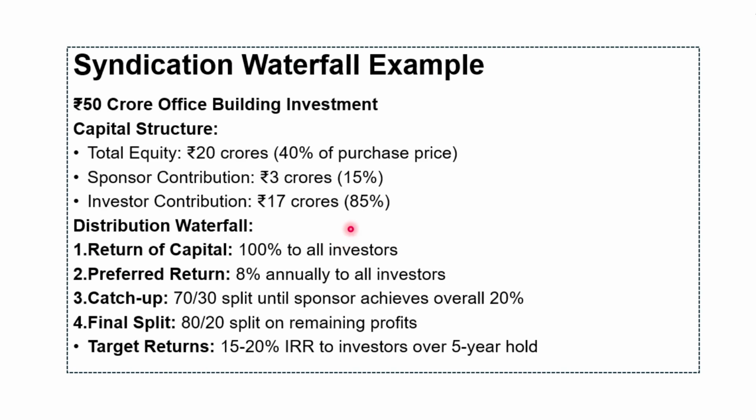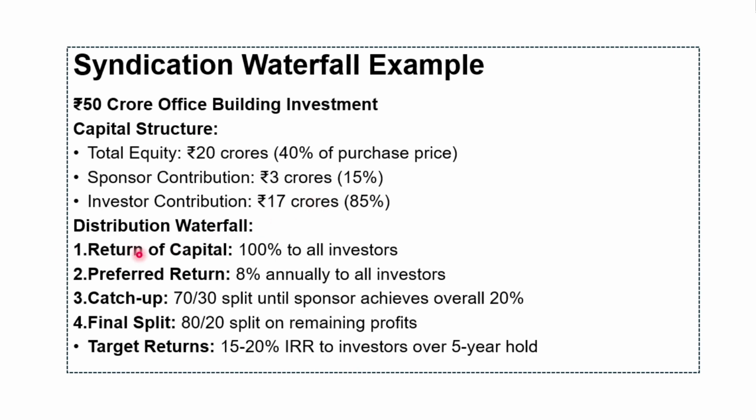Now let's walk through a detailed example to understand how syndication economics work in practice. So we have a 50 crore office building investment with 20 crores equity requirement, 40% of purchase price basically, and the sponsor contribution is 3 crores, 15% of the equity, while investor contribution is 17 crores, 85% of the equity.